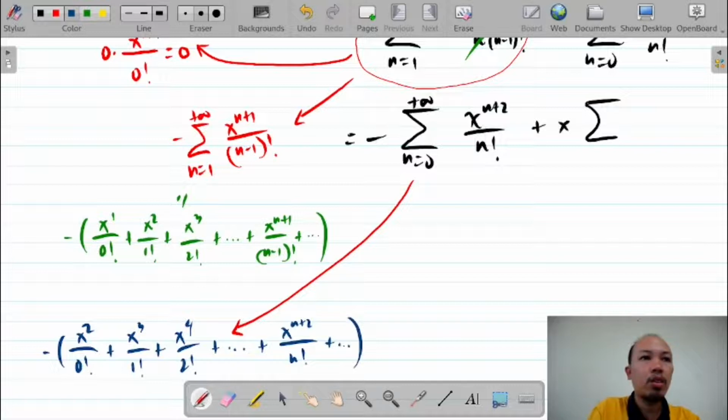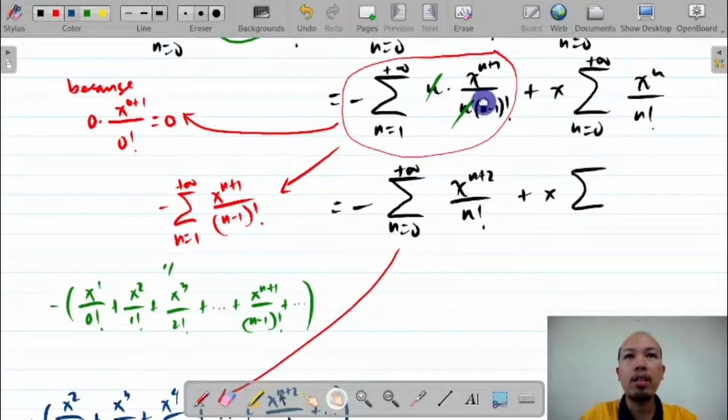Okay, so I think I made a mistake somewhere here. When n is equal to 1, we have 1 plus 1 is equal to 2. Let's have this eraser, something here.